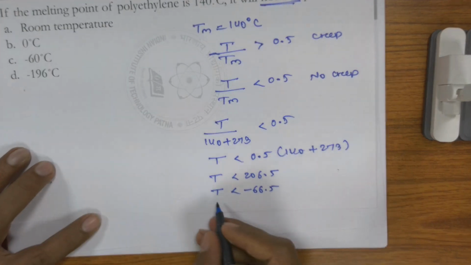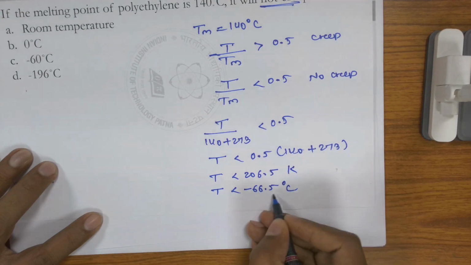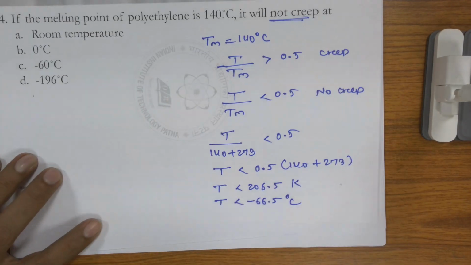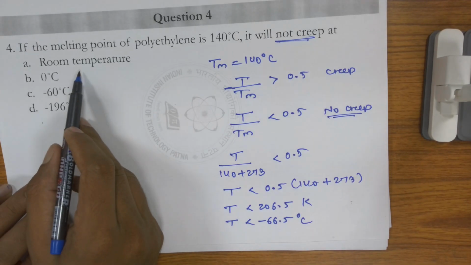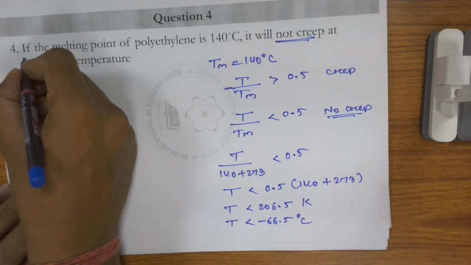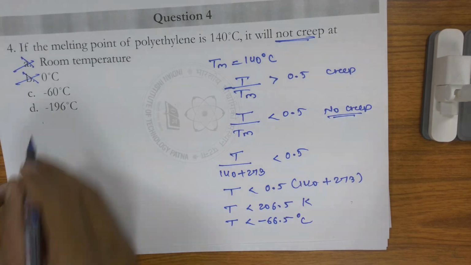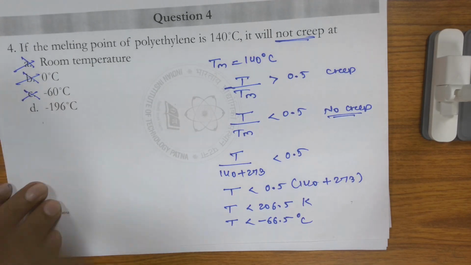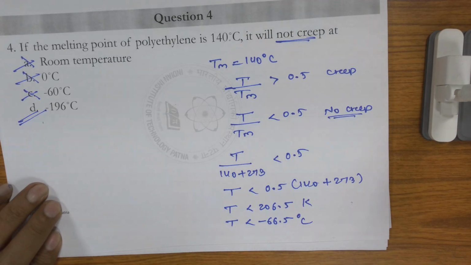So now if the service temperature is less than 66.5 degrees Celsius, then it's not going to creep. No creep will be observed. Room temperature is more, right? We want less temperature, so it will creep. We don't want this also. 60 degrees also is not desired, so the only right answer is minus 196 degrees Celsius.